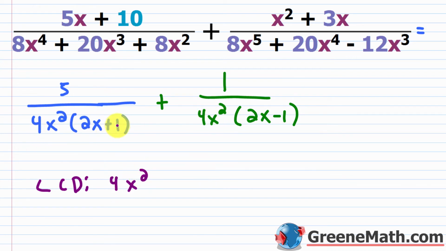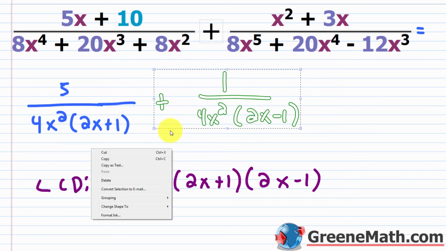And then you have this 2x plus 1, so that's going to go in. And then you have this 2x minus 1, so that's going to go in. Basically, what you're going to do is look at each fraction and say, what am I missing in my denominator from the LCD? So for this one, I'm missing the 2x minus 1, and for this one, I'm missing the 2x plus 1, right? Both of them have the 4x squared.